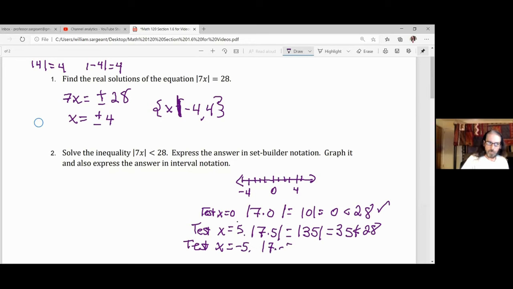You're going to get the same thing when you plug in negative 5. The absolute value will come out to be 35 after you've applied that positive value. And so negative 5 or anything to the left of negative 4 will not work as a solution to the inequality. So we're just taking what's in between. Because there was no or equal to bar, we have parentheses there.